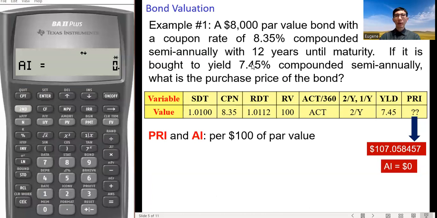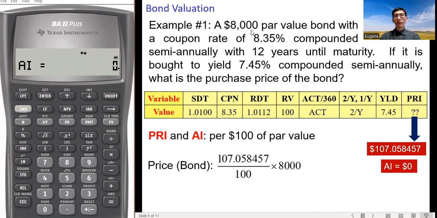In this example, we have a $8,000 par value bond. So we need to divide the value of the PRI by 100 and then times the face value of the bond, which is 8,000. So we take the PRI 107.05845 divided by 100 and then multiply by 8,000. And then we get the purchase price of the bond, $8,564.68.